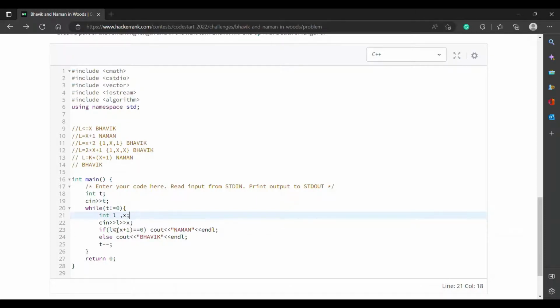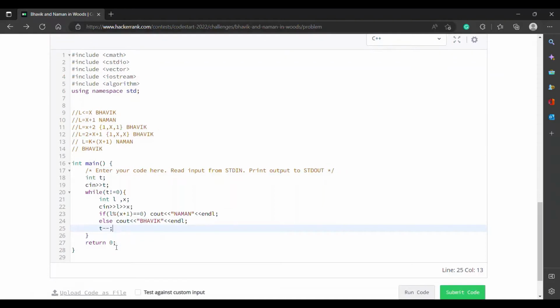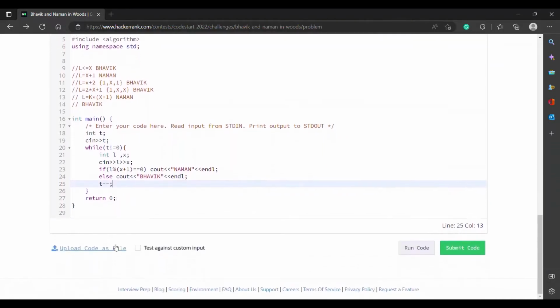Now this is the modulus operator which returns the remainder when L is divided by X plus 1. If the remainder is 0, then L is an integral multiple of X plus 1 and hence Naman is the winner. And in all other cases, using an else statement, we are giving the output Bhavik, as Bhavik will be the winner. And after that, we are decrementing t. If we forget to do this, then it will be an infinite loop and the answer will be incorrect.